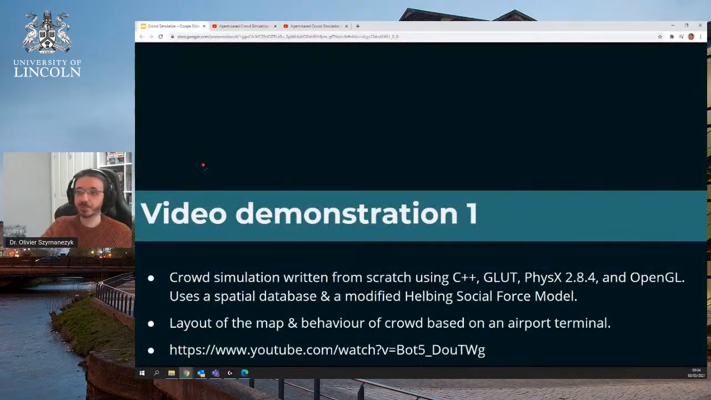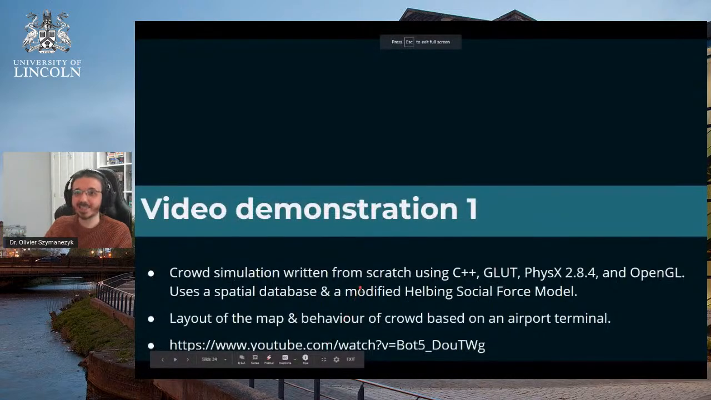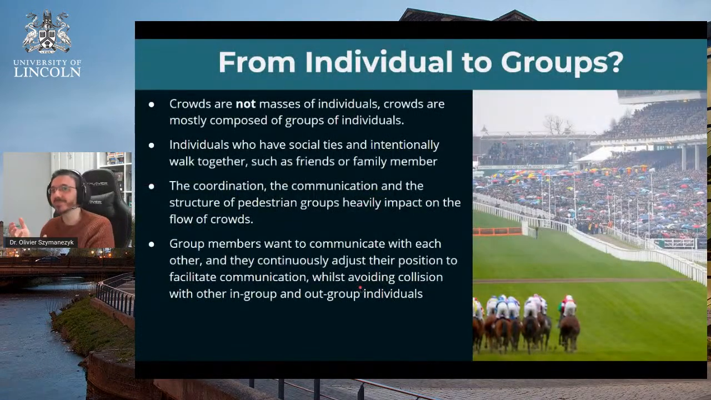But, of course, even though it looks realistic, it's not as realistic as it should be, because crowds are not composed of individuals. They're made out of groups of individuals, groups who have social ties with each other, people like families, friends, people who care about each other, and they walk in a crowd, either in a pair or trio, etc. Those coordination, communication, and structures have an impact on the flow of crowds. So people try to change their position within a group to talk to each other, or perhaps they don't like a person within a group, so they walk away from that person. And that changes all the time.